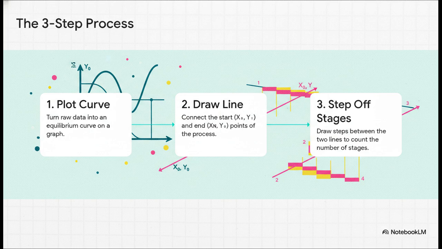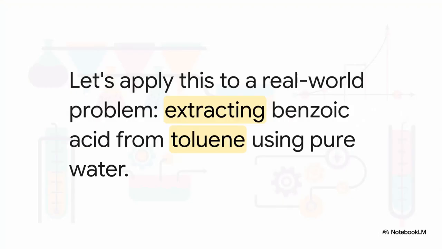It's so straightforward. First, you plot your lab data on a graph to make your equilibrium curve. Second, you draw a straight line, we call it the operating line, that represents your process from start to finish. And third, you literally draw steps between those two lines to count up the stages. That's it. To really see how this works, let's look at a real-world problem.